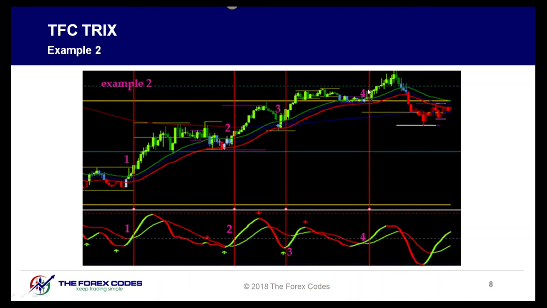Pullbacks, pullbacks, pullbacks. And the Trix gives advance warning of the pullbacks. Look, even as the price is rising to its crescendo there, the Trix is telling you we may be getting a pullback here, right?